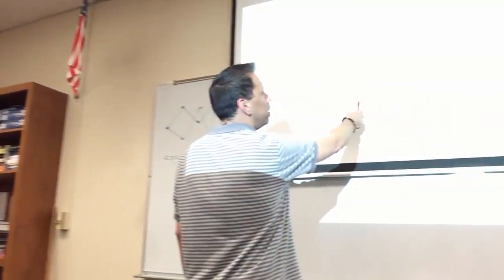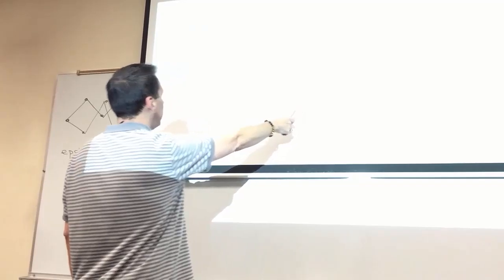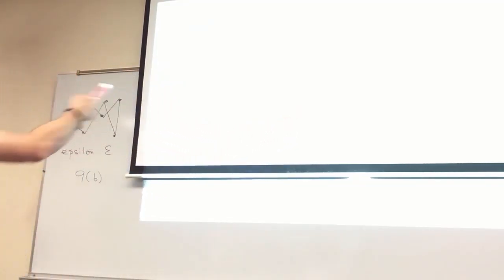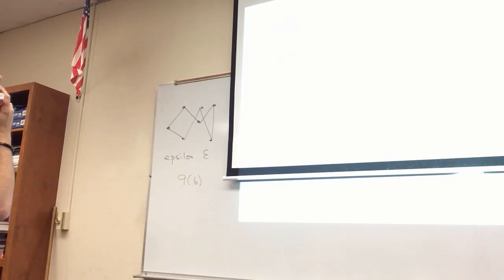A simple path x0, x1 through x sub n is called a Hamilton path if this is a simple path.